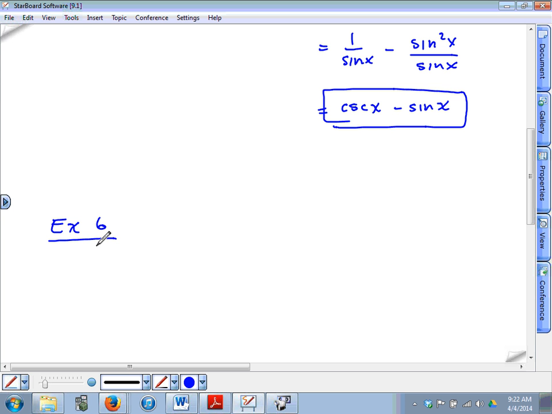Okay, sine of x over sine of x plus cosine of x equals tangent of x over 1 plus tangent of x.